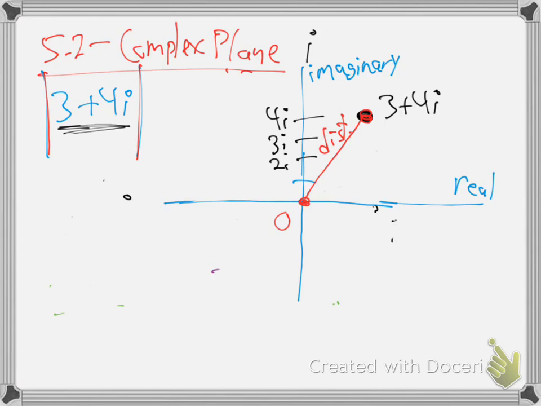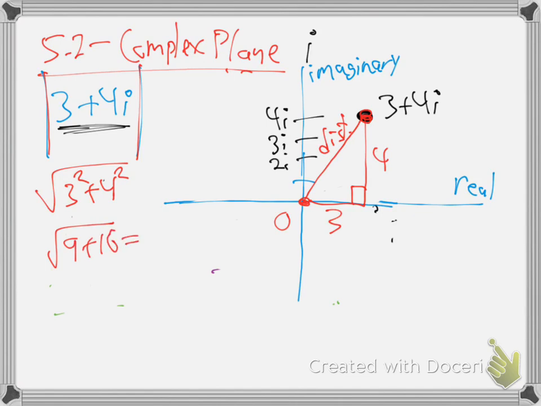So that's just the hypotenuse of the right triangle. In other words, this is over 3, up 4. So it's going to be the square root of 3 squared plus 4 squared. That's 9 plus 16, the square root of 25, which is 5. You know that one, the 3, 4, 5 triangle. Does that make sense?